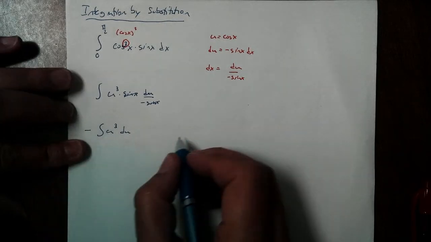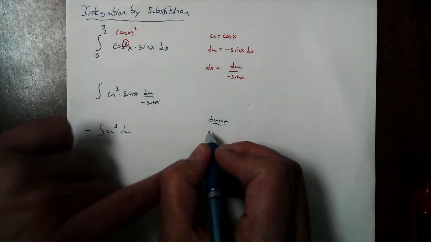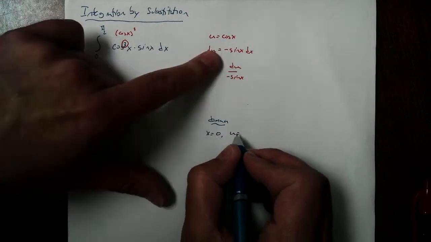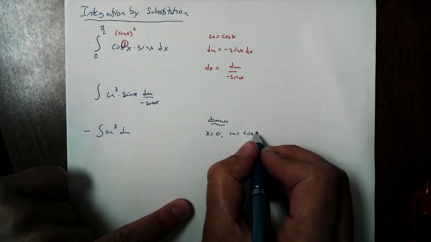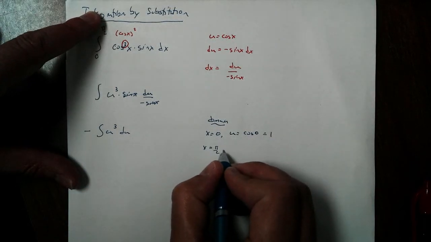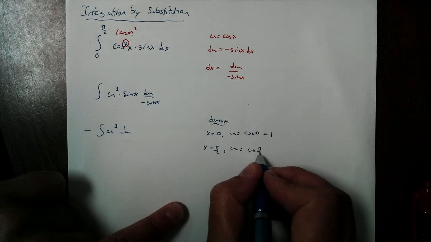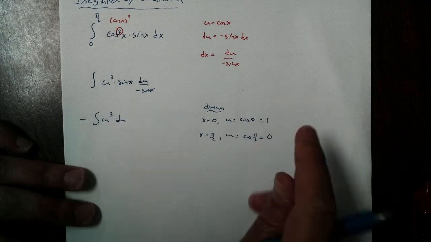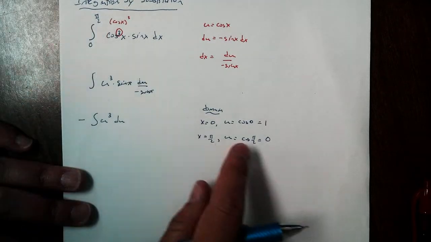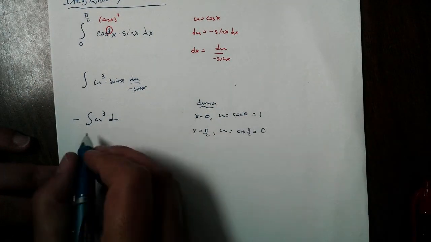So at this point, this is where I want to change my domain. Well, when x is 0, u is going to be the cosine of 0, which is just 1. When x is pi over 2, u becomes the cosine of pi over 2, which is 0. Now notice, even though here it's 0 to pi over 2, small to big, here it's big to small. We don't change the order at all. Don't change that order. Okay?